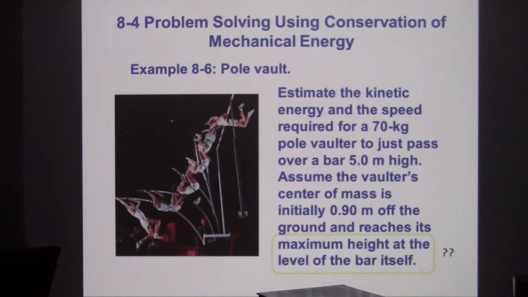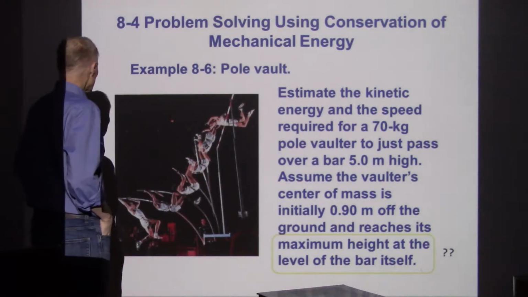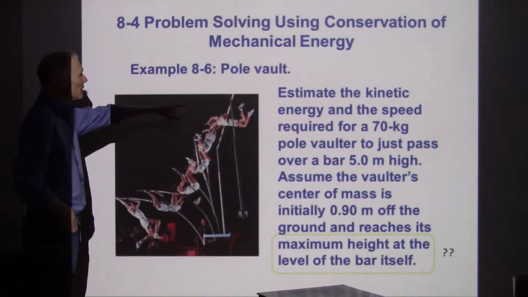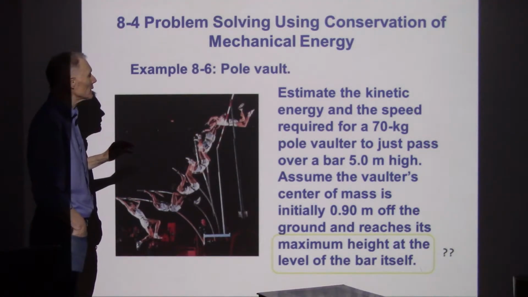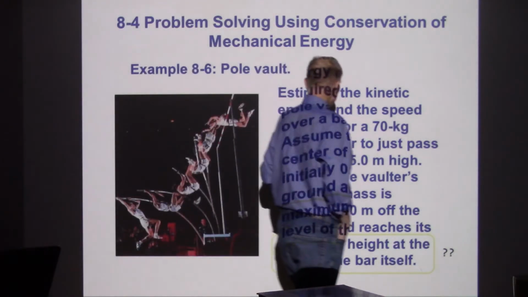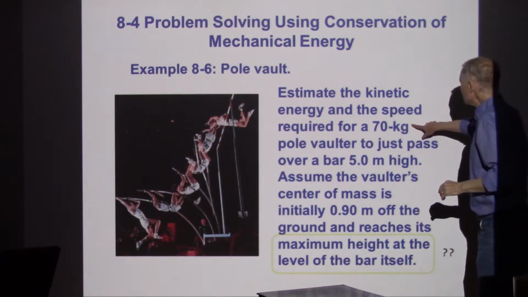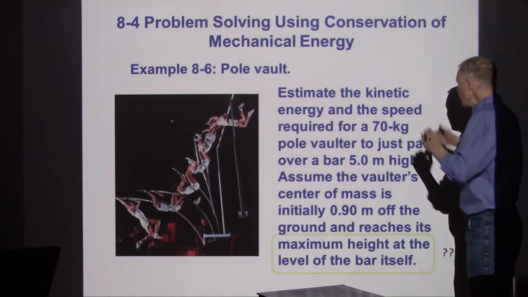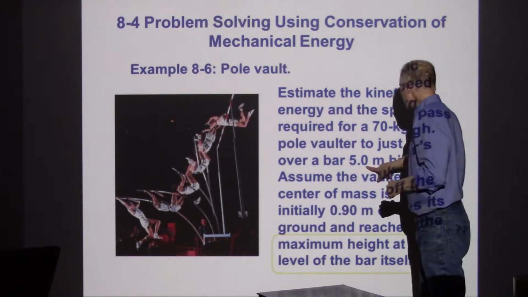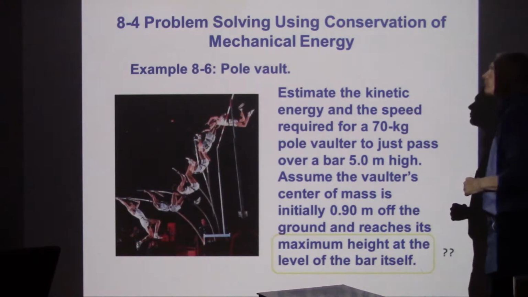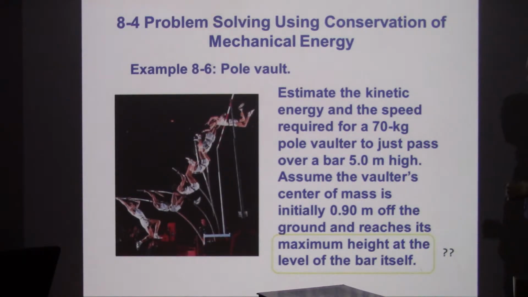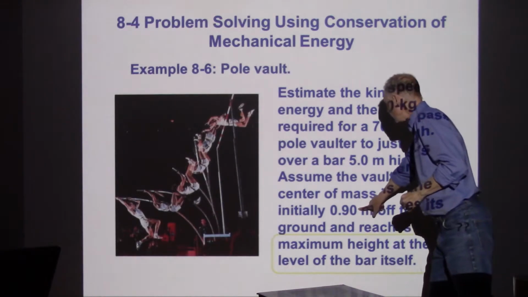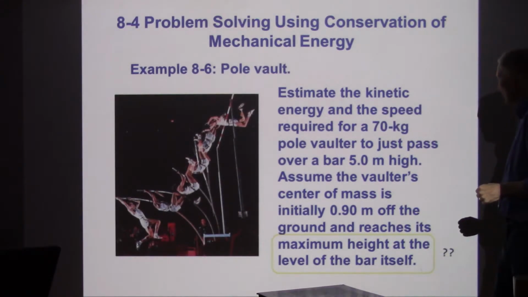All right, here is that pole vaulter. This pole vaulter was at the beginning of the chapter. It says estimate the kinetic energy and speed required for a 70 kilogram person to just barely make it over the bar at 5 meters in height. 5 meters, 15, 16 feet. Assume that the vaulter's center of mass is initially off the ground by 0.90 meters.